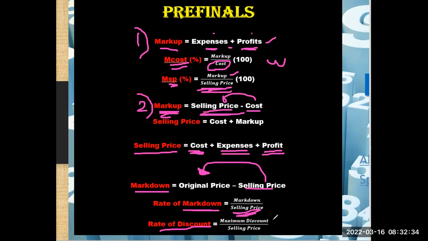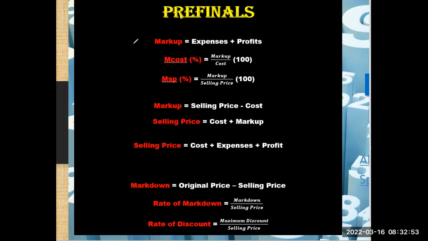There are many discounts, diba? Pwedeng 5%, 10%, 20%, let's say the highest or the maximum discount that the store can give to you ay 20. So you compute 20% divided by the selling price. So these are all the formulas to be used. So you know how to properly compute yung mga missing items.